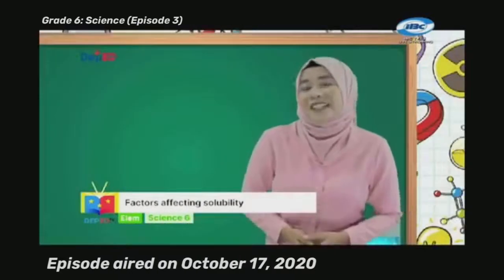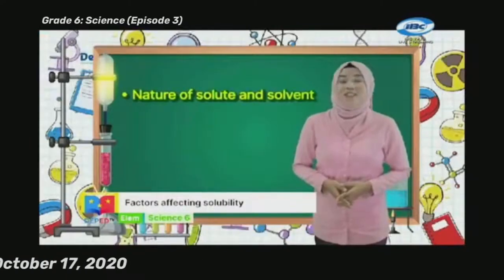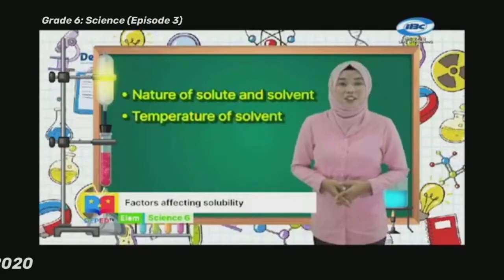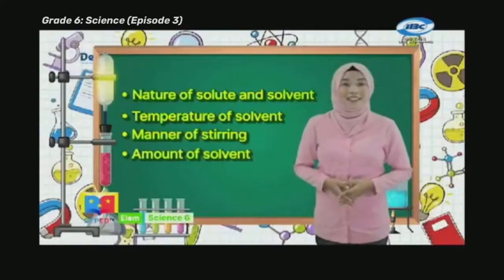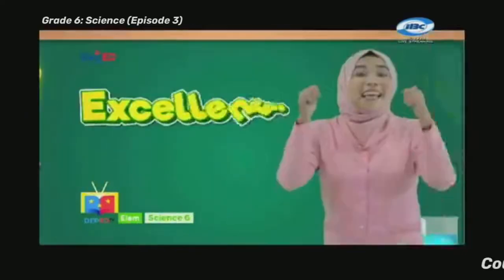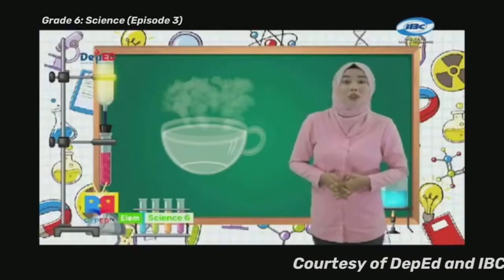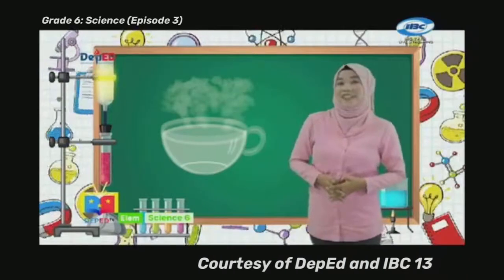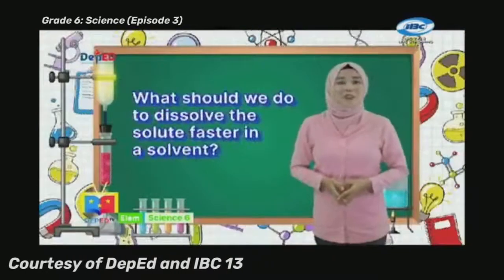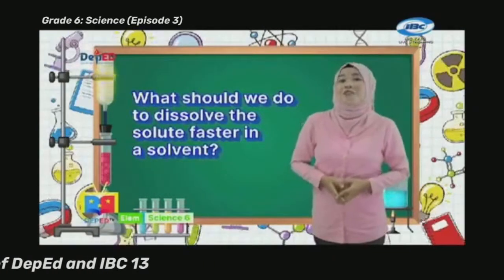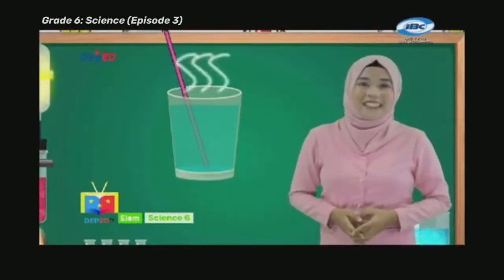Right! The factors affecting solubility are nature of solute and solvent, temperature of solvent, manner of stirring, amount of solvent, and size of the solute. Excellent! What factor of solubility tells how hot or cold is the solvent mixed in a mixture? Great! Temperature of solvent. What should we do to dissolve the solute faster in a solvent? Very good! We can add hot water or stir it thoroughly.